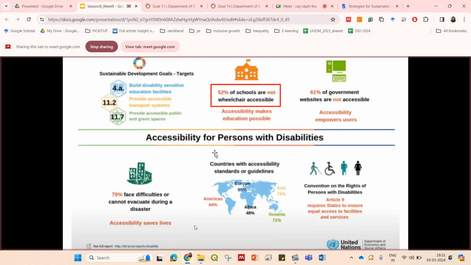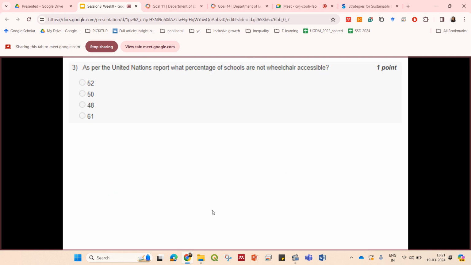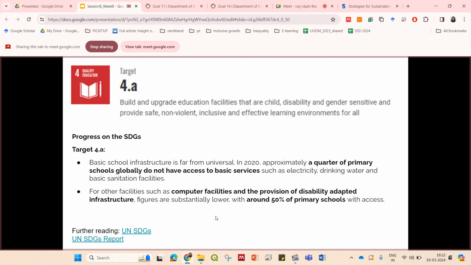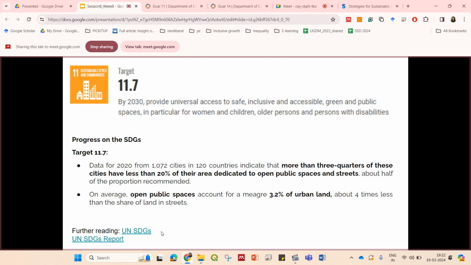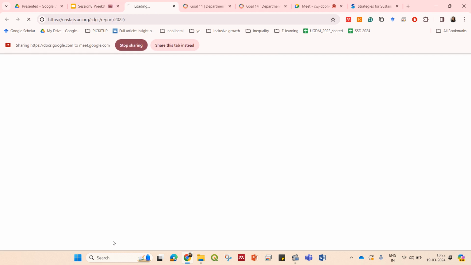So again, questions like these are asking about the progress on certain SDGs or targets associated with the SDGs, and you can get the information about various targets and the progress that has been made using the UN SDGs website and their informational updates. Another resource which you can consider for this is the UN SDGs report, which I have linked here.